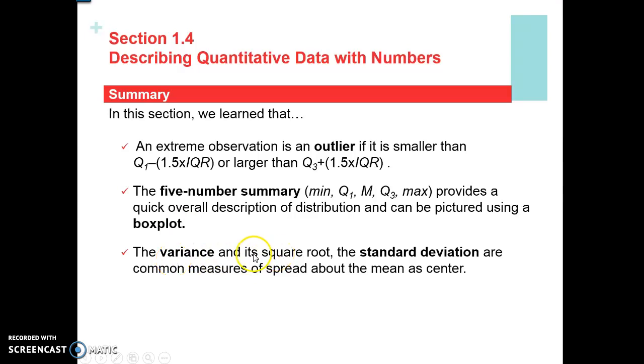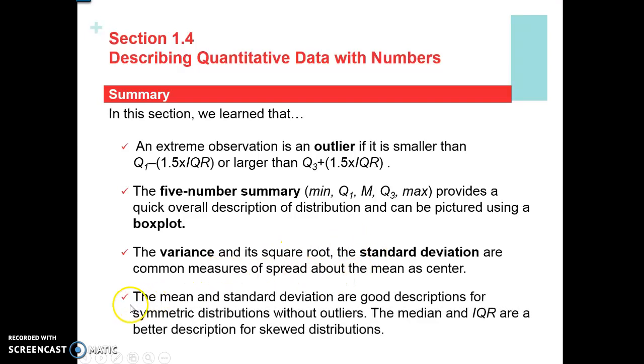The variance, we don't use it very much. We really just use it to get the square root, which is the standard deviation, which describes the spread of our data. The mean and standard deviation are good descriptions for symmetric distributions without outliers. If we have a skewed distribution or a lot of outliers, we're going to use the median and IQR to measure our center and spread.